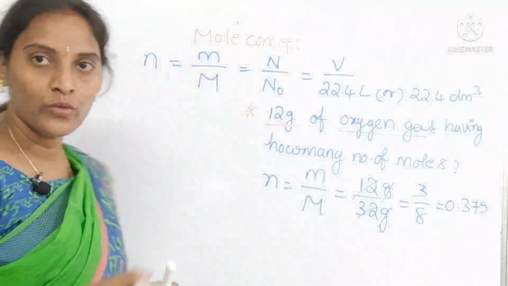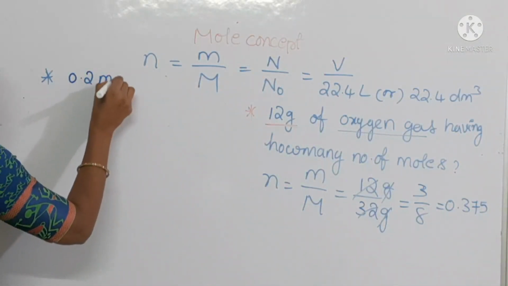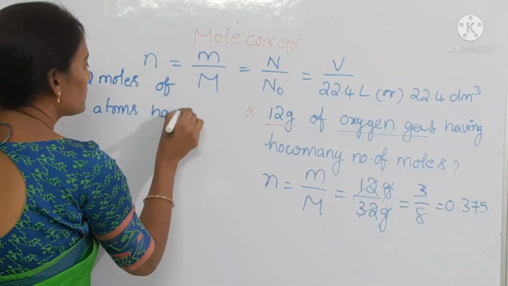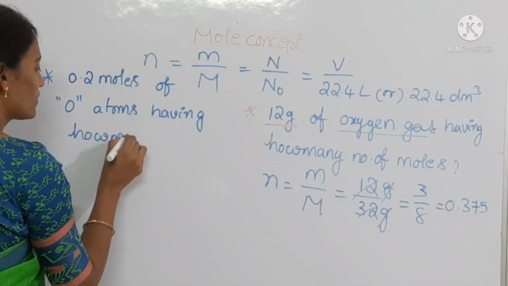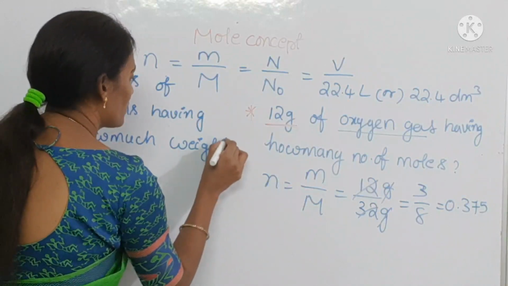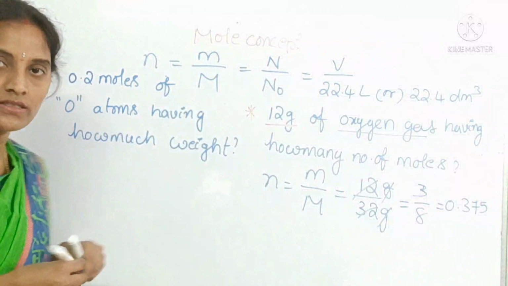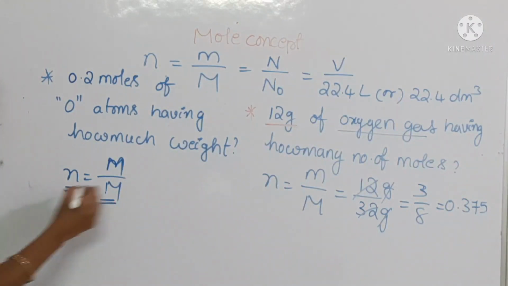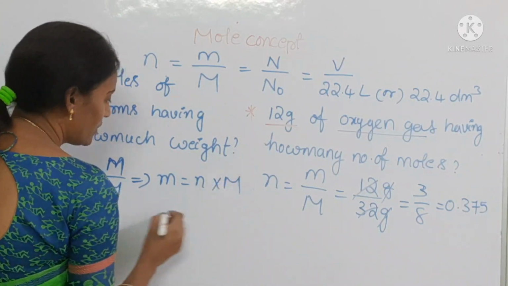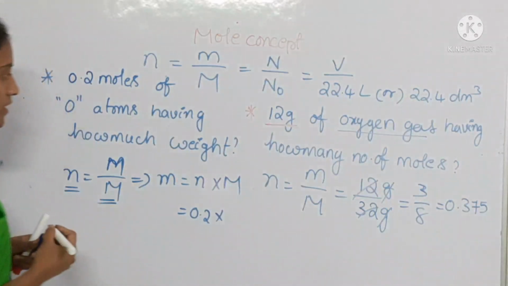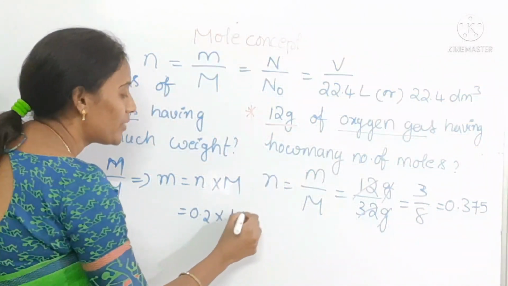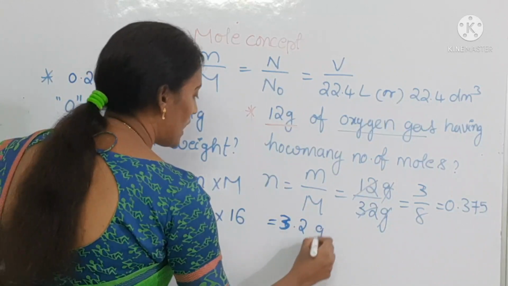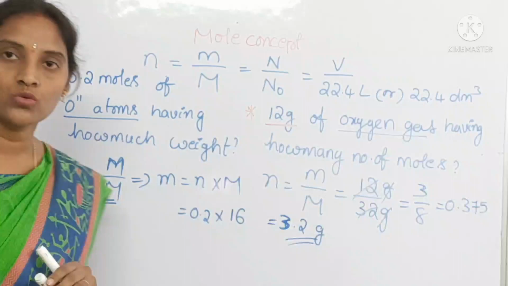Okay, this is one. Take one more example: 0.2 moles of oxygen atoms have how much weight? For this one also you can take the first formula, students, that is n is equal to small m by capital M. You have the values of n and M, so m is equal to n into M. So n value is 0.2 into M, the molar mass. Here he just mentioned atom, so you take gram atomic mass, not gram molecular mass. So the value is 3.2 grams of oxygen present in 0.2 moles of oxygen atoms.